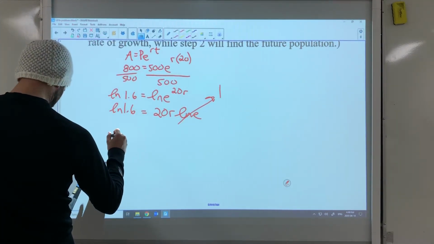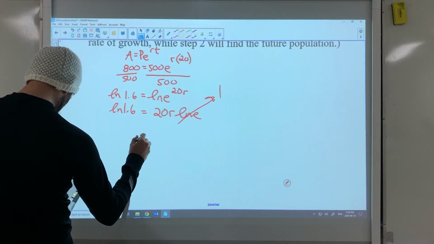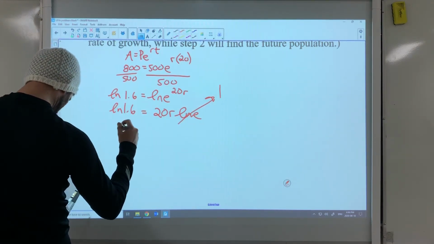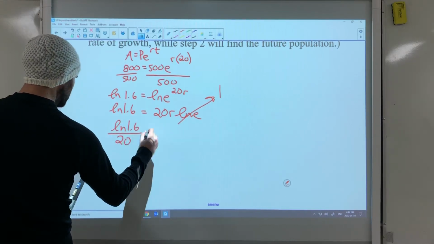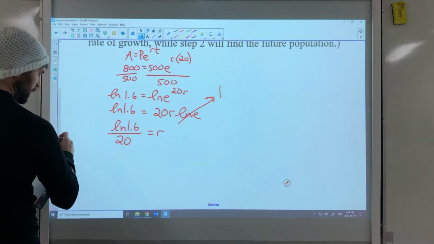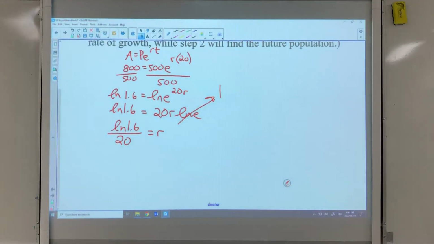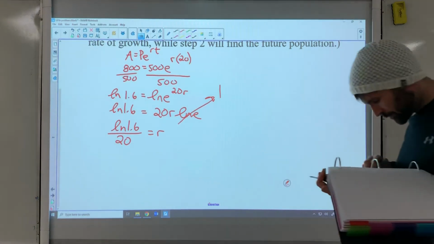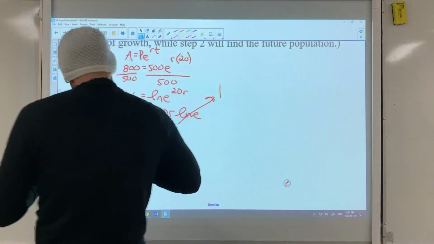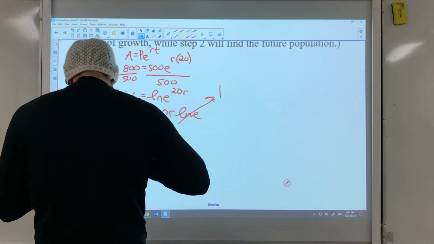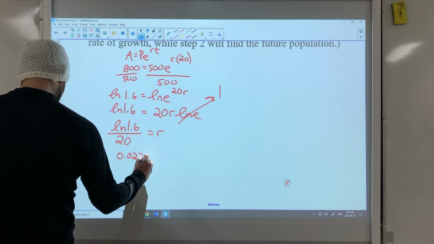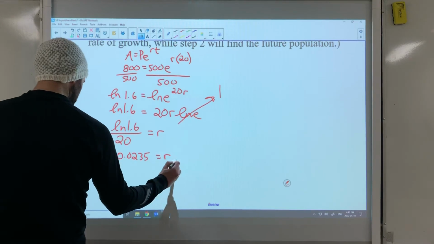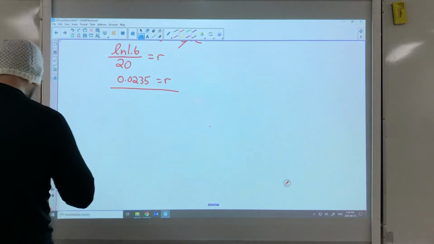And for r, I don't think I actually wrote down what r is. I'll just quickly grab my calculator. I mean, that's what you're going to be popping into your calculator. Now, my calculator is very faded. So much math has happened on these buttons. Where's ln? ln 1.6 divided by 20. Okay, so you get 0.0235 equals the rate. So that would be step one.